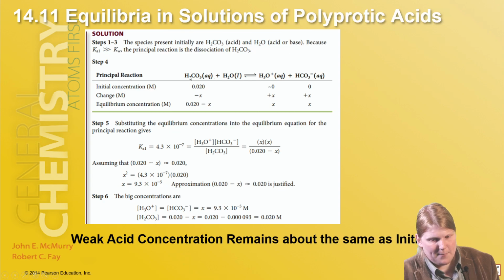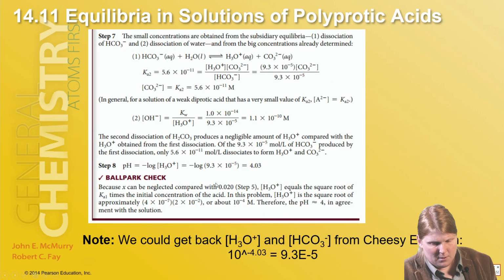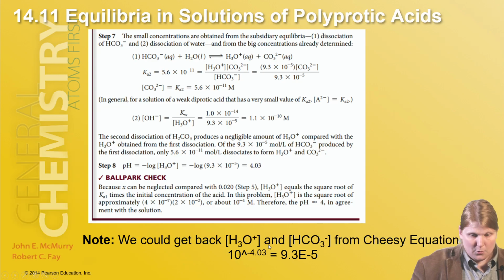So the first step, they write a nice chart. Okay, that's not a problem. We put in our Ka1, that's where we should start anyway. They make the approximation, they get the assumption, they get the concentration for H3O plus and HCO3 minus. They're close to what we would make if we did our Cheese equation. Again, they make all the same assumptions, so we get the same answers. And that number is so small that the starting concentration of the acid remains about the same. So that's great. And I mentioned that down here, we could get those answers.